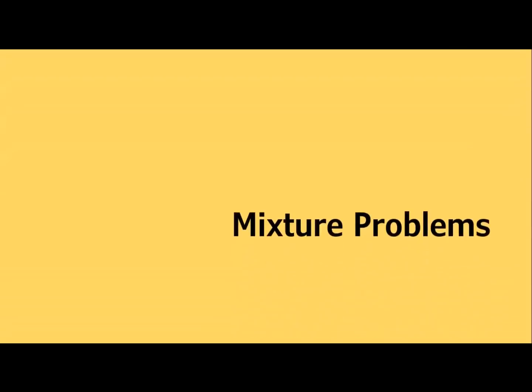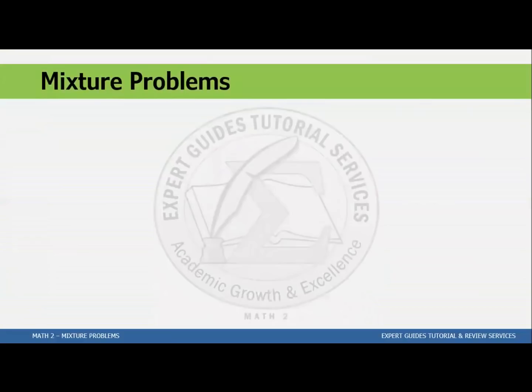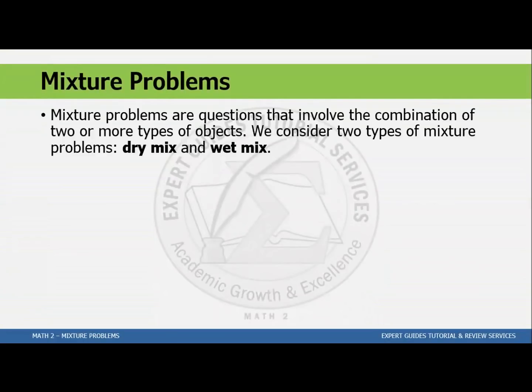Mixture problems. When we talk about mixture, paghahalo ng mga bagay, we are talking about questions that involve the combination of two or more types of objects. Here, we consider two types of mixture problems, yung dry mix and yung wet mix. In science, you might distinguish these two as heterogeneous and homogeneous mixtures. In a way, similar yung interpretation natin with the dry mix and the wet mix problems.